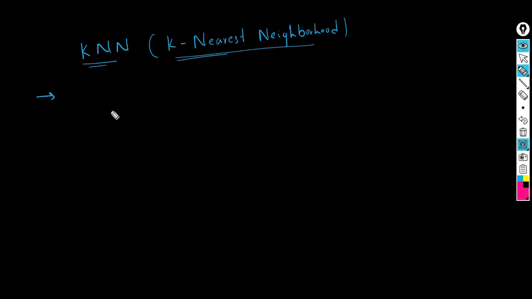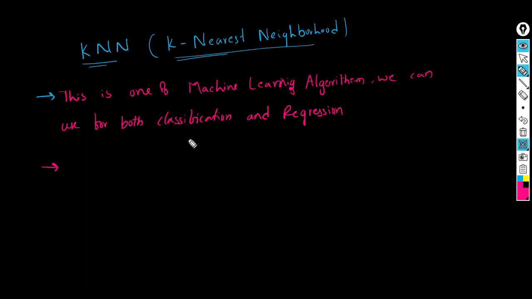Hi. In this video, we are going to discuss KNN. KNN is the K nearest neighbors approach. This is one of the machine learning algorithms. Basically, we can use it for both classification and regression tasks.